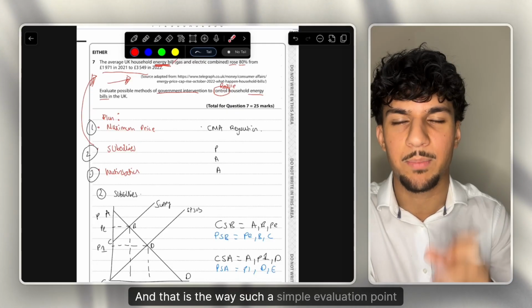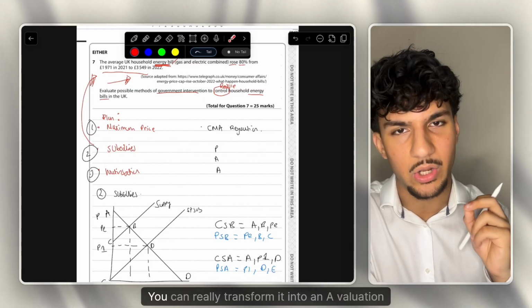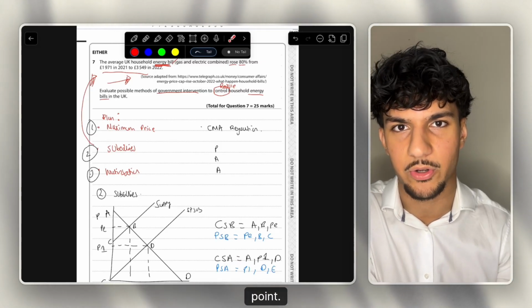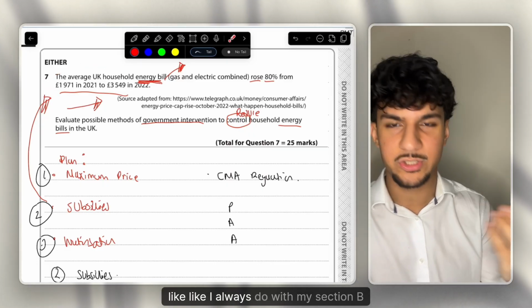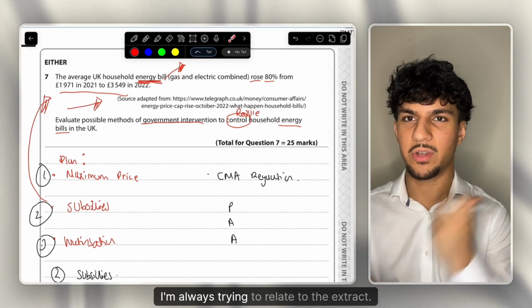And that is the way, such a simple evaluation point being opportunity cost, you can really transform it into an A-star evaluation point. And what I always try to do with evaluation, even though the stimulus is small, like I always do with my section B evaluation, I'm always trying to relate it to the extract.